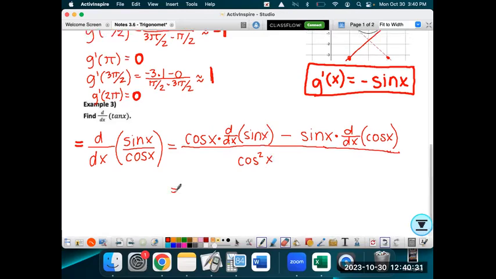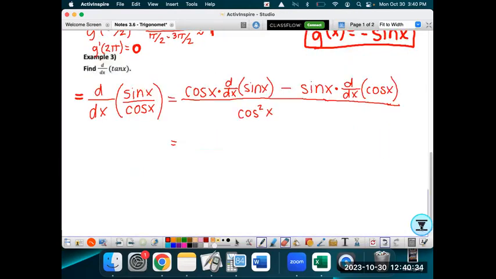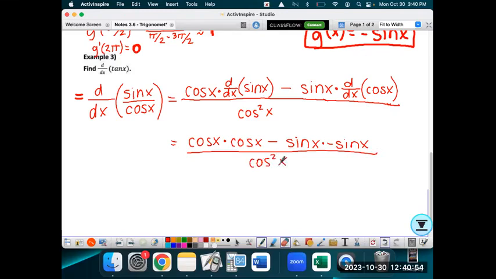All right, now I'm actually going to write in what the derivatives are of sine and cosine. Derivative of sine is cosine. And then the derivative of cosine is a negative sine. Pretty this up a little bit. Cosine times cosine is cosine squared. And then negative sine times negative sine is going to be plus sine squared, all over cosine squared.